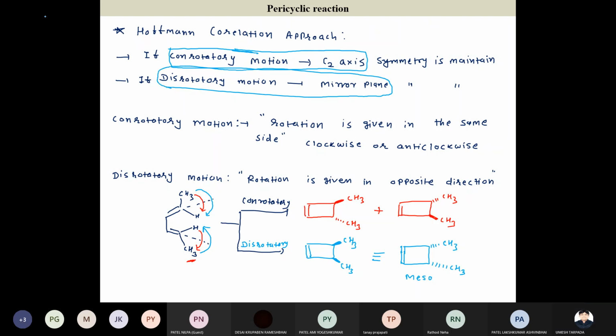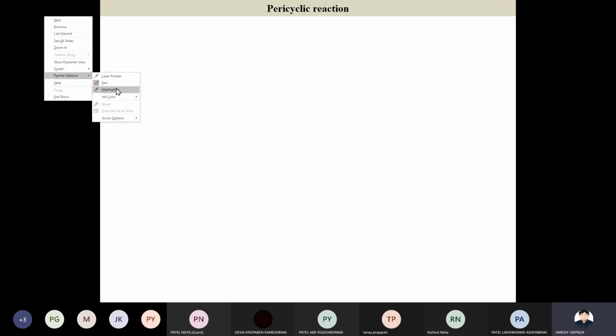Look at here. Suppose you want to draw a Woodward-Hoffmann correlation diagram for this type of ring opening reaction, or you can say ring closing reaction.